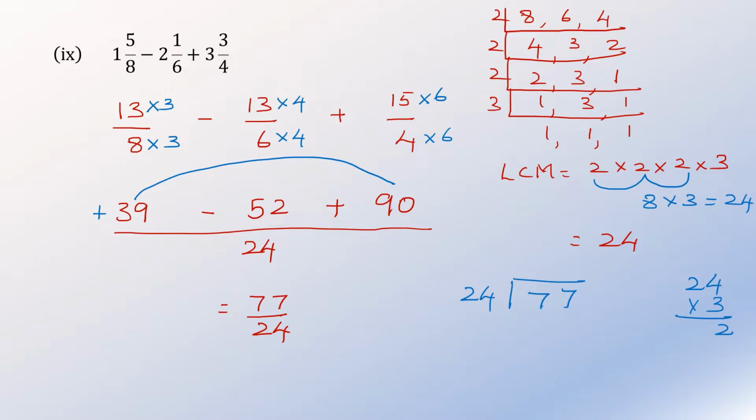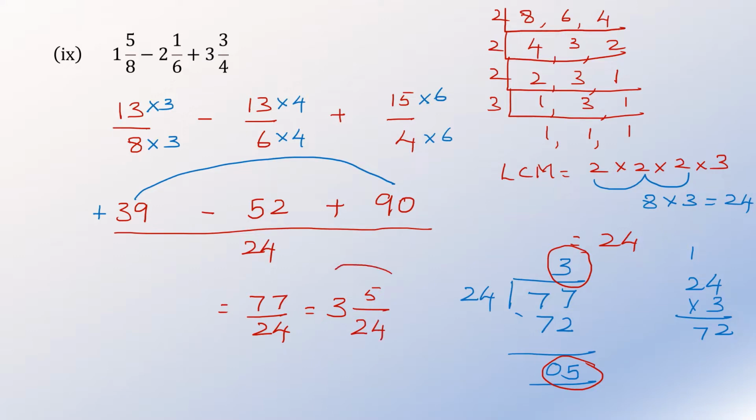3 4s are 12, carry 1. 3 2s are 6 plus 1, 7. So 24 into 3 is 72 minus 7 minus 2 is 5. 7 minus 7 is 0. So we're going to use the quotient as the whole number, the remainder as the numerator, and the denominator is the same as the previous step. So our final answer is 3 5 by 24.